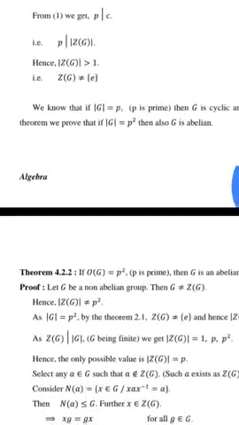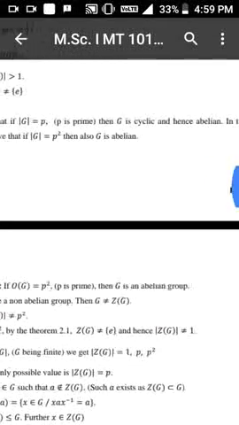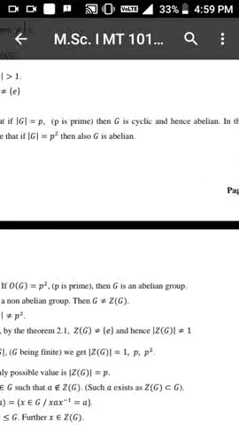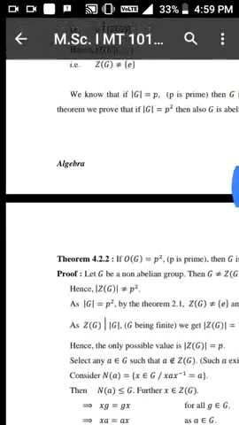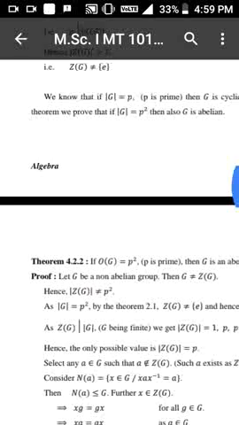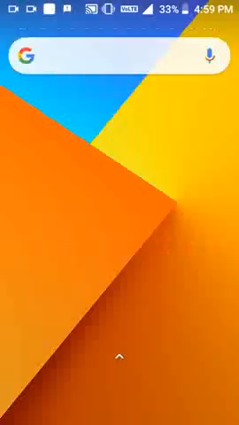We know that if the cardinality of G is equal to p and p is prime, then G is cyclic and hence abelian. In the next result, if the cardinality of G is equal to p squared, then G is also abelian.